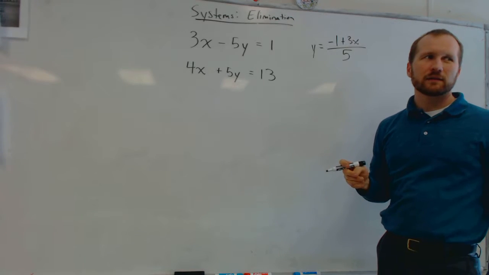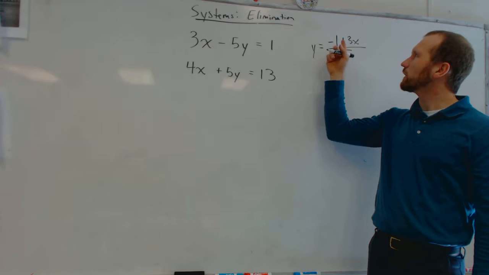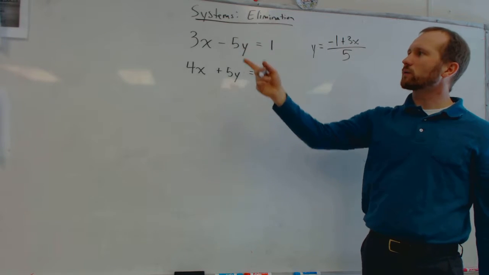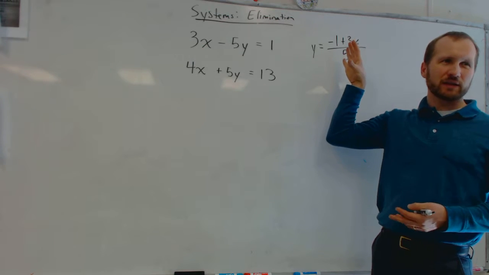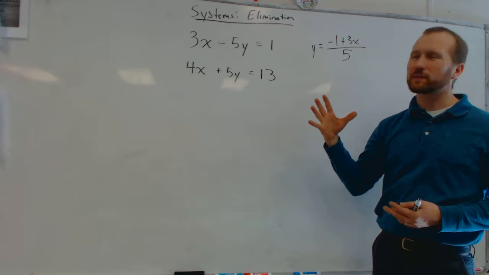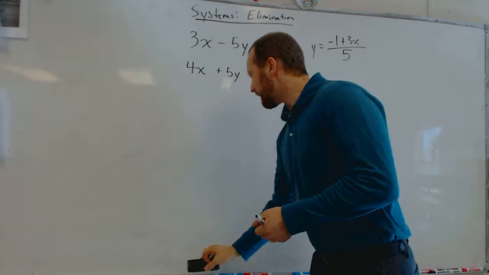Or I could isolate y. But if I isolated y, then I would have y equals negative 1 plus 3x divided by 5. Something like that. Divided by negative 5, because I made the 1 negative. I move the 1 over. I'm just doing that in my head, but it's not a pretty thing to plug in. It's not going to be a lot of fun to plug that in.